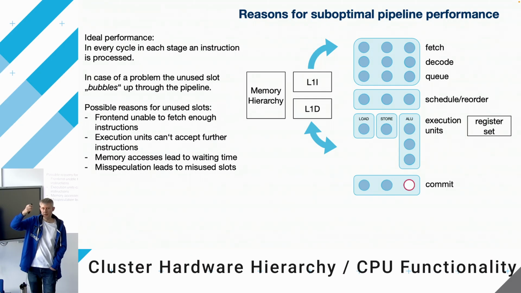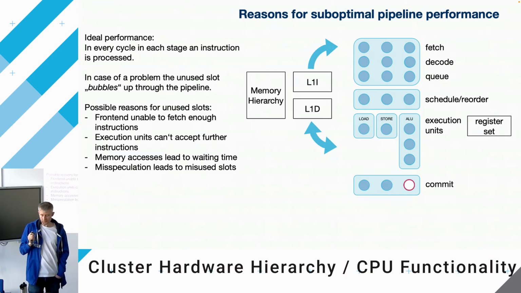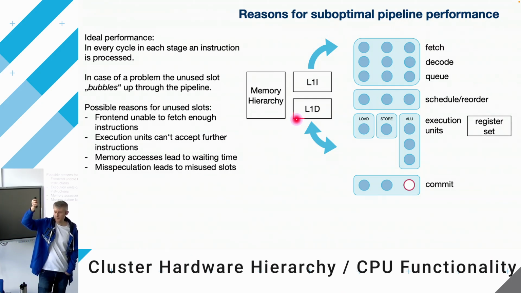Let's think about the perfect case. The perfect case is that in every cycle, in every stage, there is an instruction. Therefore, the pipeline is completely full. There's no stall. It always runs through. Everything is busy, so we get the best performance that we could have with our CPU pipeline. If this is not the case, it means that in one cycle, somewhere in our CPU pipeline, a stage was not busy. These situations are called bubbles, because they are bubbling through the CPU pipeline.